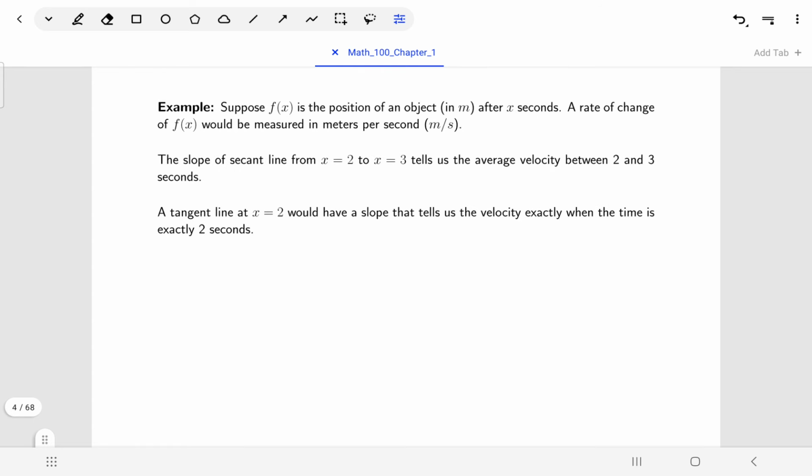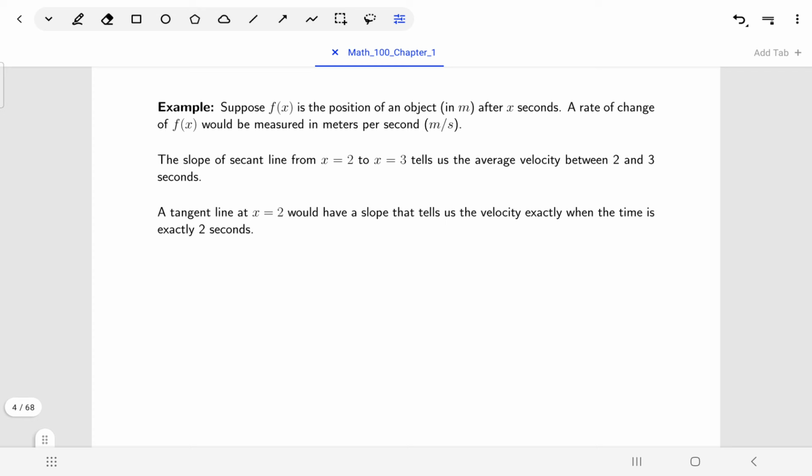If you had a function that measured where your object is after x seconds, then whatever rate of change we're talking about is a change in distance over time. In other words, it would be measured in meters per second. If we had a secant line that went from x being 2 to x being 3, then our average rate of change, our average velocity, would be the velocity that you would have over that interval from 2 to 3 seconds. But that wouldn't tell you exactly how fast you were going at exactly 2 seconds or exactly 3 seconds.